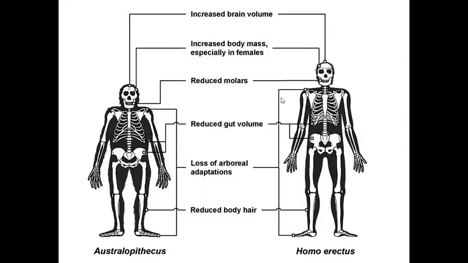And keep in mind that the species you see in this tree are not one after the other. Sometimes they are contemporary. So we have australopithecine species contemporary with the early genus Homo sometimes.